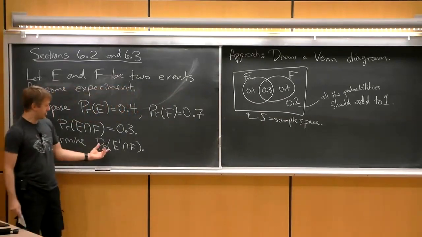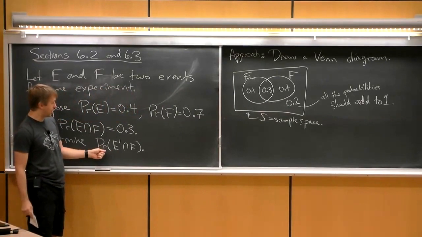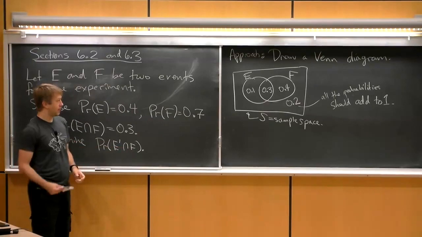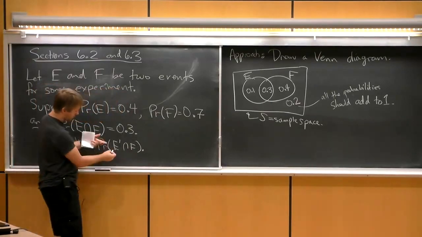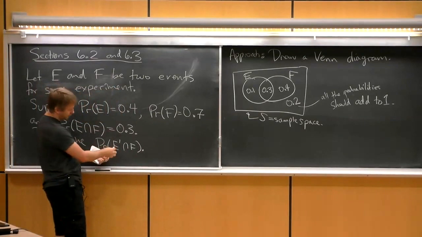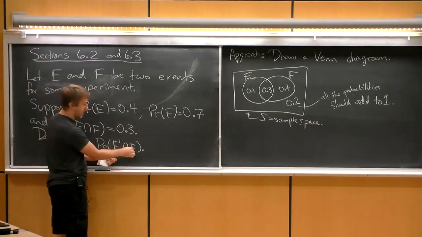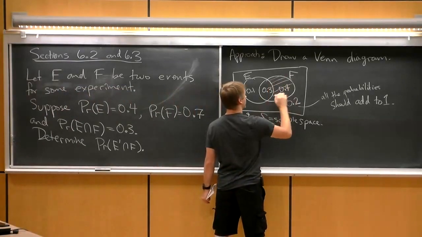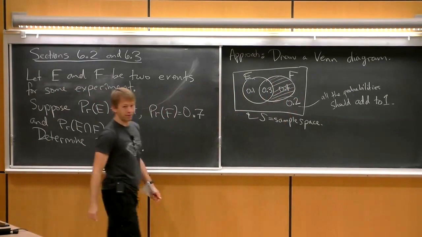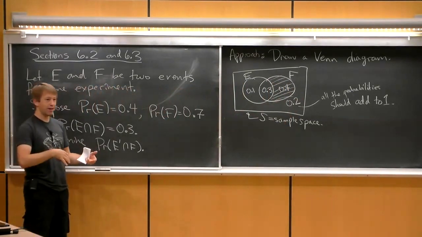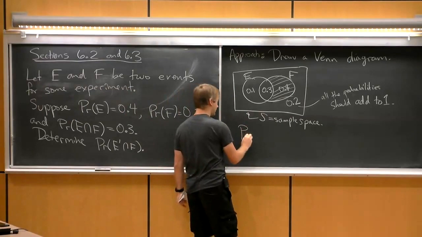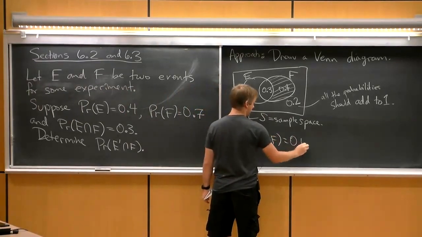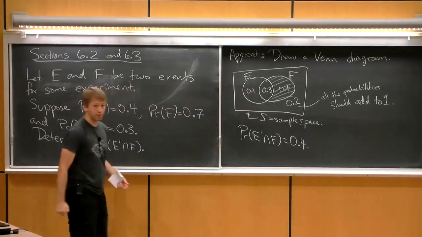And now we can answer our question, right? So what's the probability of E not occurring and F occurring? This is saying we want to take the probability of all the stuff that's not in E and is in F, which should be that region, right? That's everything in F that's not in E. So that would be 0.4.